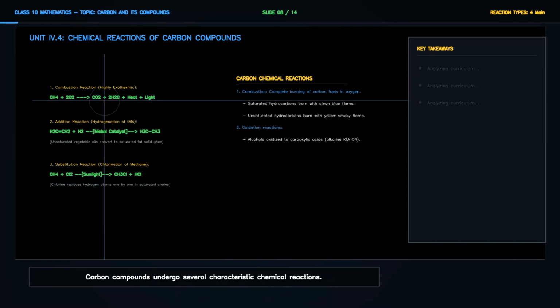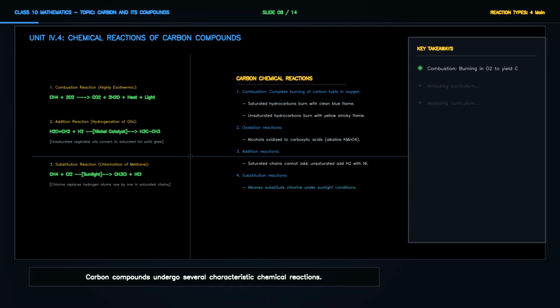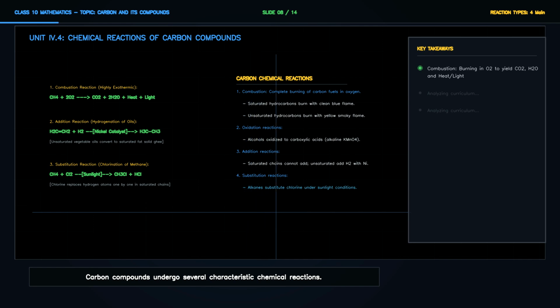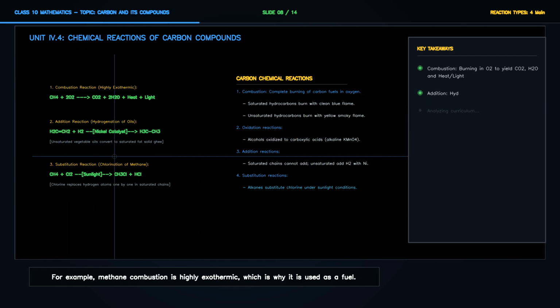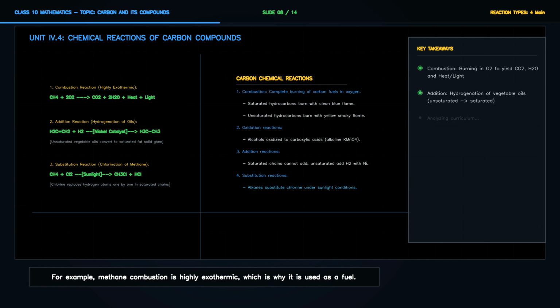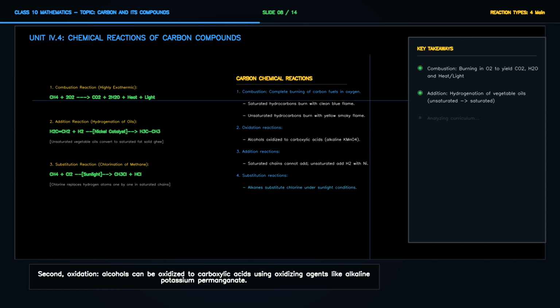Carbon compounds undergo several characteristic chemical reactions. First, combustion. Carbon burns in oxygen to release carbon dioxide, water vapor, heat, and light. For example, methane combustion is highly exothermic, which is why it is used as a fuel. Second, oxidation. Alcohols can be oxidized to carboxylic acids using oxidizing agents like alkaline potassium permanganate.